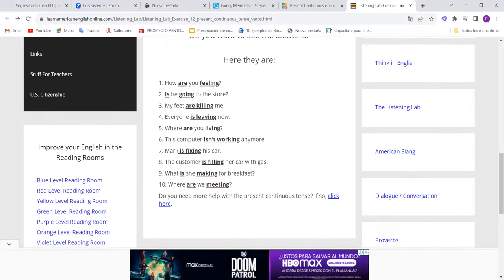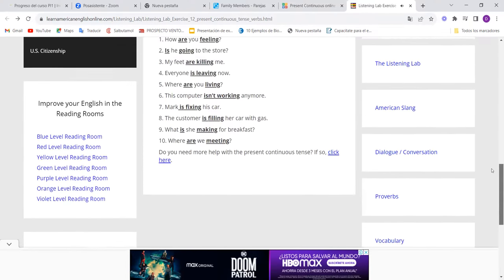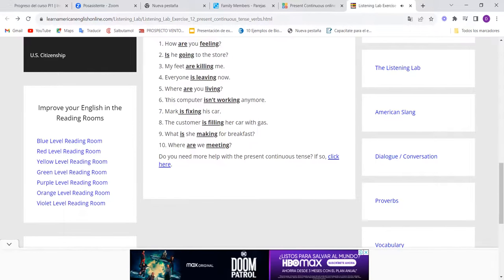Four. Everyone is leaving now. Creo que es para la pronunciación que practiquemos eso. Five. Sí. Where are you leaving? Six. This computer isn't working anymore.